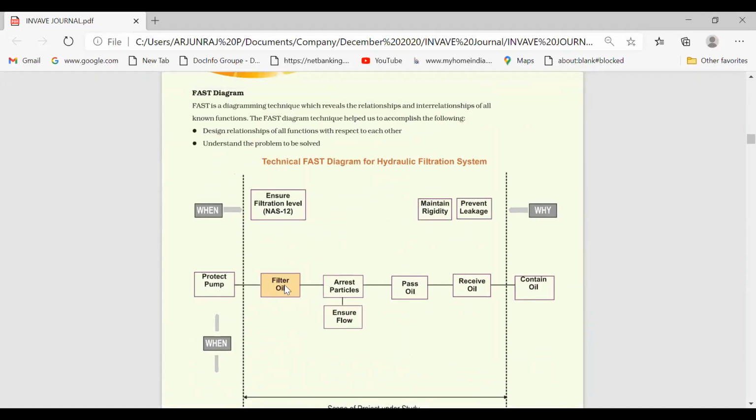What is the basic function of an oil filter? To filter oil. Why filter oil? To protect the pump. How to protect the pump? By filtering oil. How to filter oil? By arresting particles. How to arrest particles? By passing oil. How to pass oil? By receiving oil. When you are arresting oil particles, you are also ensuring flow, and this is the standard, and preventive maintenance and maintaining rigidity.